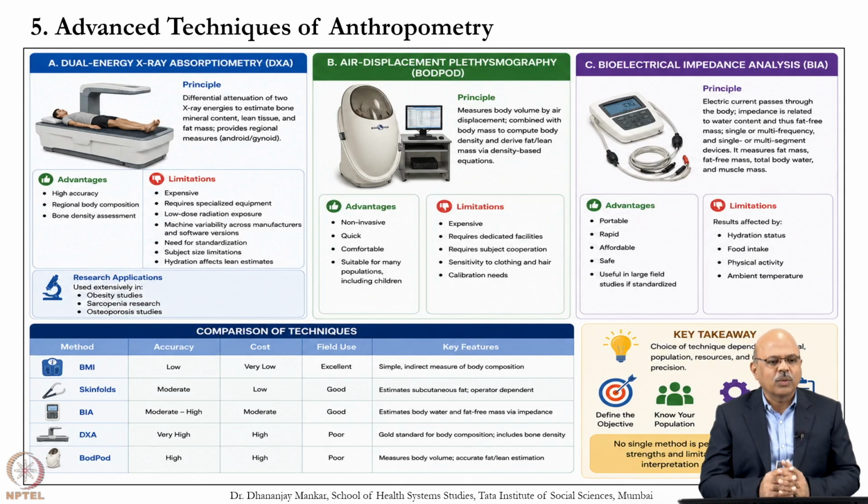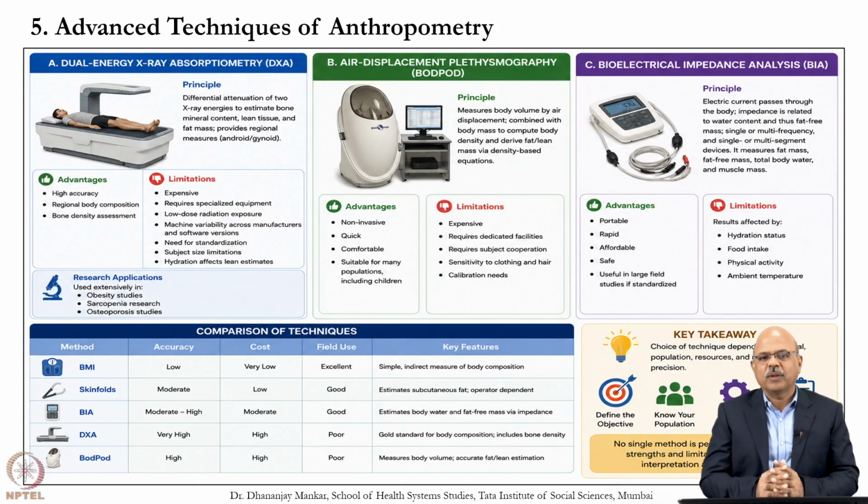The advantages are high accuracy, regional body composition and bone density assessment. Limitations are that it is very expensive, it requires specialized equipment, there is low dose radiation exposure, there is machine variability across manufacturers and software versions, a need for standardization, subject size limitation, and hydration affects lean estimates. The research applications are extensive in obesity studies, sarcopenia research and osteoporosis studies. We will also compare how the costs are stated here.